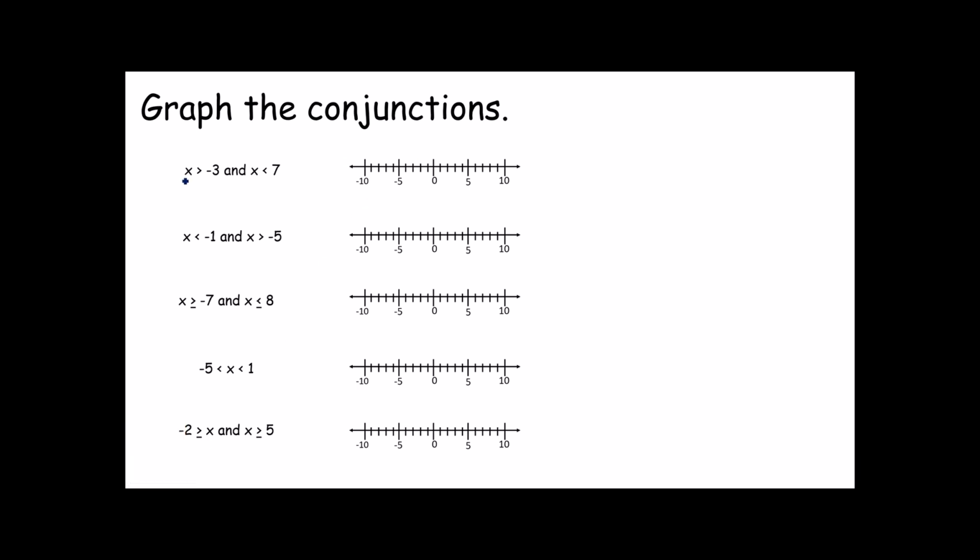If I'm looking for things that are greater than -3, greater than -3 is going to be an open circle with an arrow to the right. If I'm looking at things that are smaller than 7, I'm looking for things that start here with an open circle and go this direction. Since I'm using the word and, I have a conjunction, so I'm looking for the overlap of those two sections. Any idea what the answer here would look like? It's going to look like that green section there.